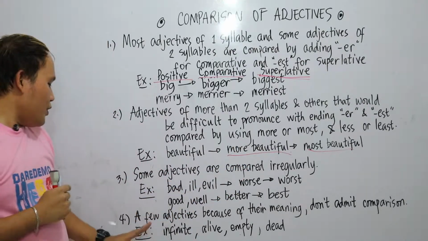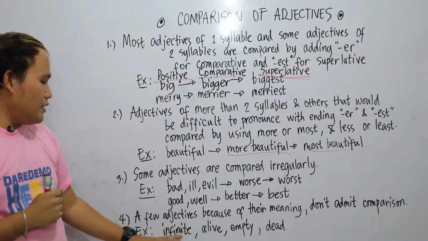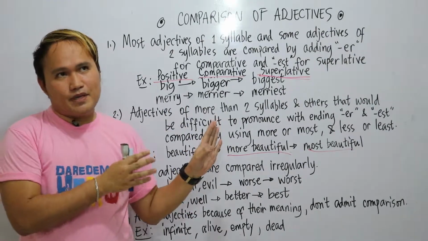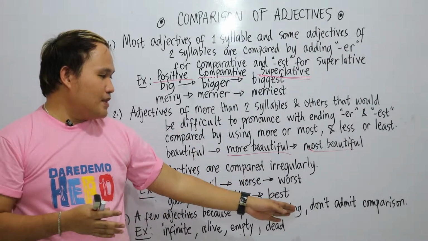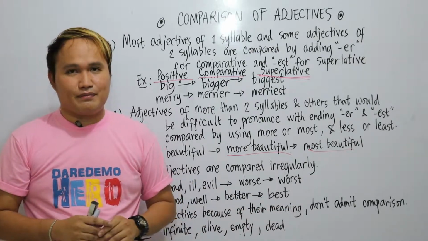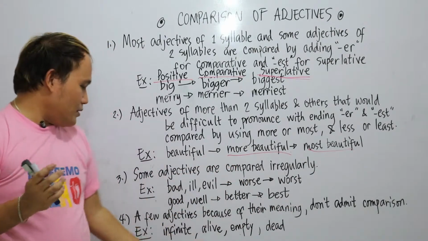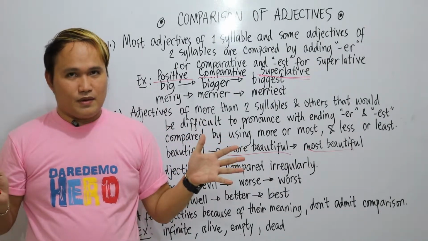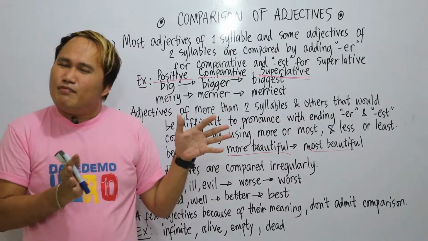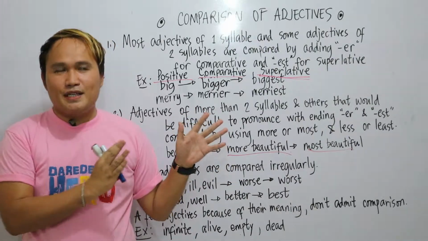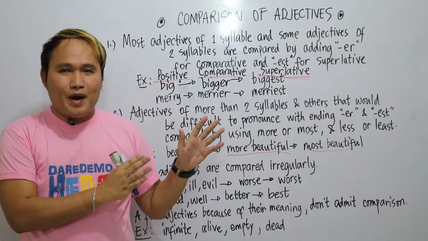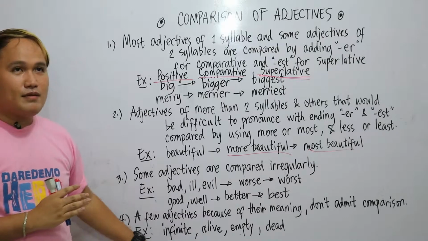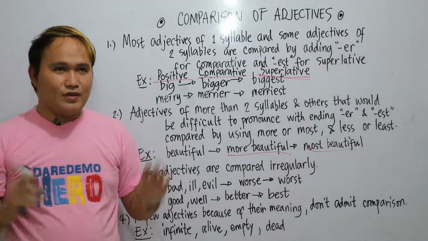For rule number 4, a few adjectives, because of their meaning from the dictionary, don't admit comparison. For example, infinite. If we say infinite, it has no limit. It's limitless. So perhaps there's no corresponding comparative form of that. It will be like as is. You don't compare 2 nouns using these words.